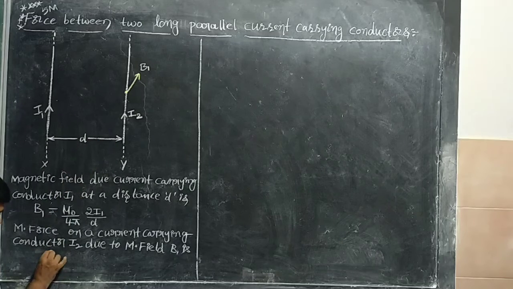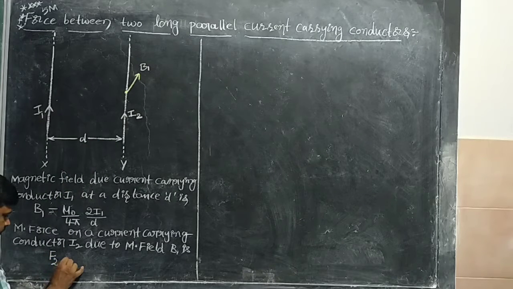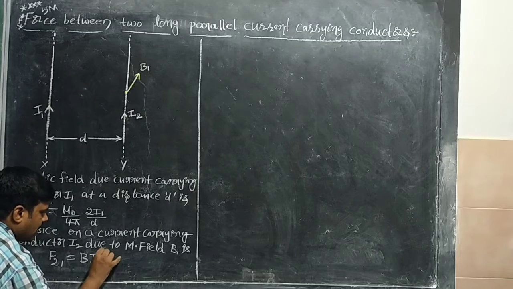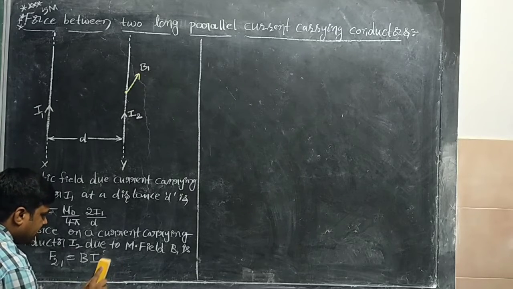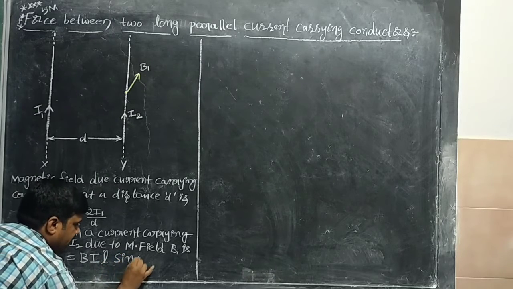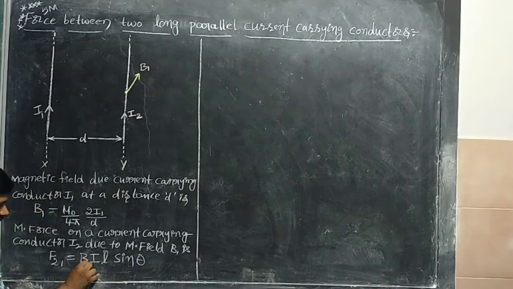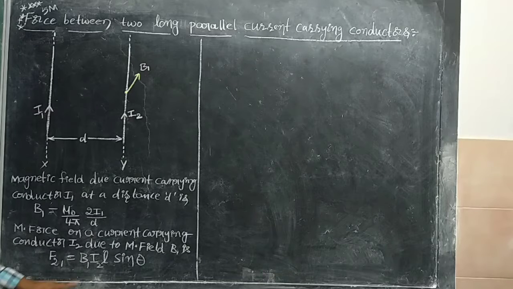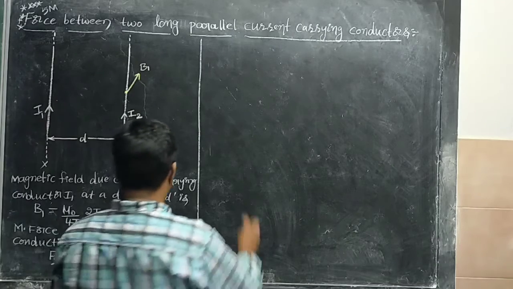The force on the second conductor due to the first magnetic field is equal to, what is the formula? B I L sin theta. B is the magnetic field due to the first one, and I2 is the current I2. The angle between current and magnetic field is 90 degrees, so sin theta becomes 1.